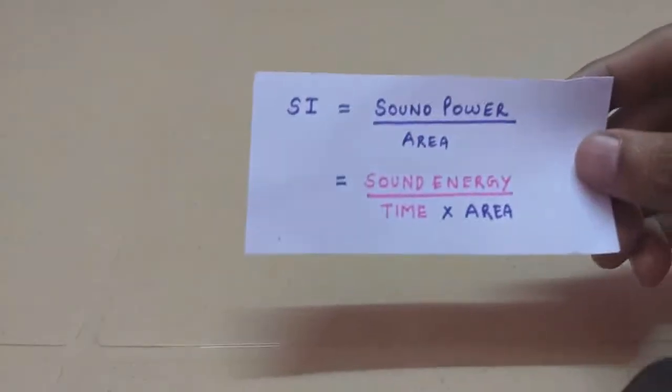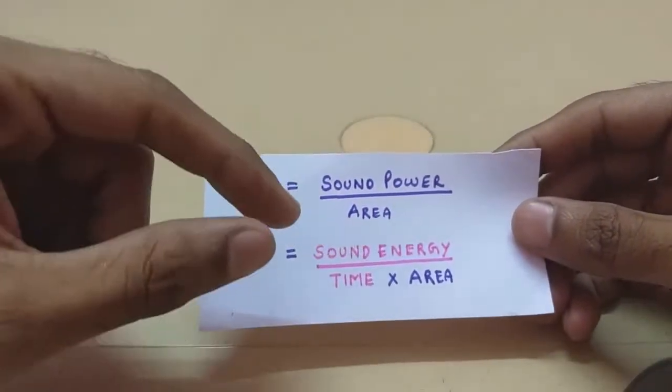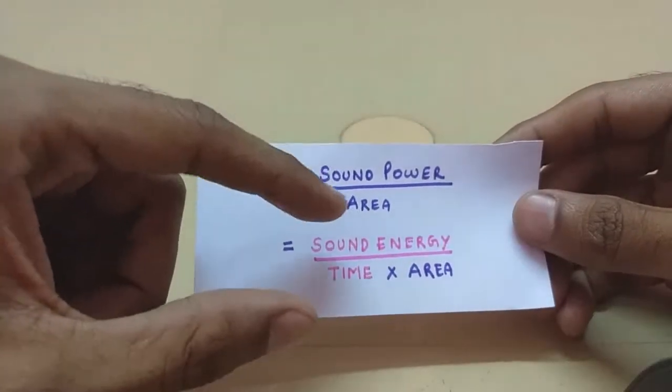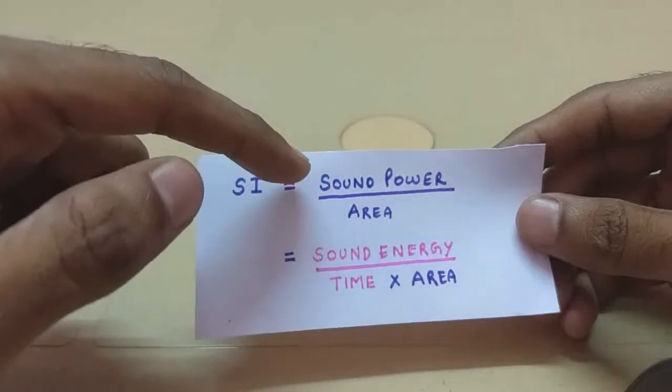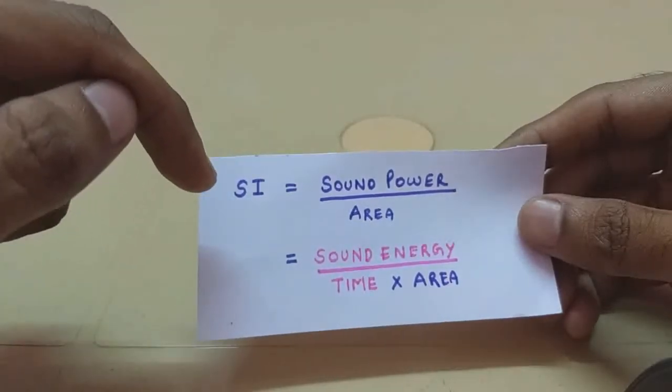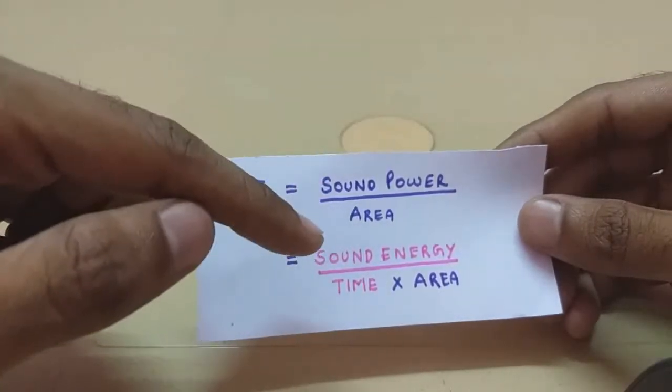Hello everybody. Today I'm going to explain and demonstrate what is sound intensity. Sound intensity is the rate of flow of acoustical energy per unit area. So sound intensity is nothing but the flow of sound energy per unit area. The rate of flow of sound energy, which is nothing but sound energy over time, is nothing but sound power. So sound intensity is also sound power over unit area.